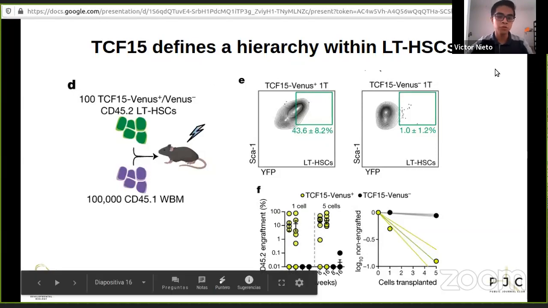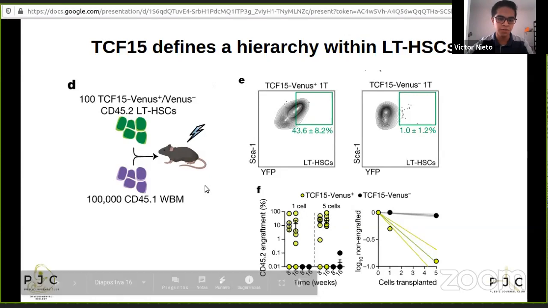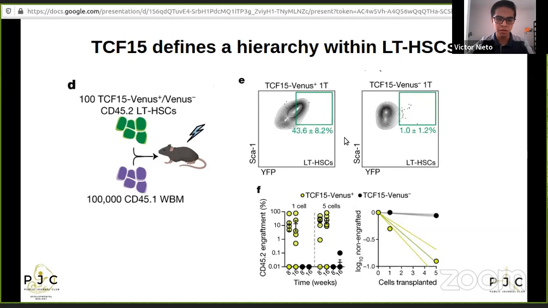Then to test the functional relevance of TCF15 expression, they separately transplant Venus positive and Venus negative LT-HSCs into irradiated mice, as is shown here in panel D. And they found that Venus positive cells reconstituted blood and bone marrow compartments and regenerated both Venus positive and Venus negative cells, as we can see in the left part of panel E, whereas Venus negative cells almost only give rise to Venus negative cells.